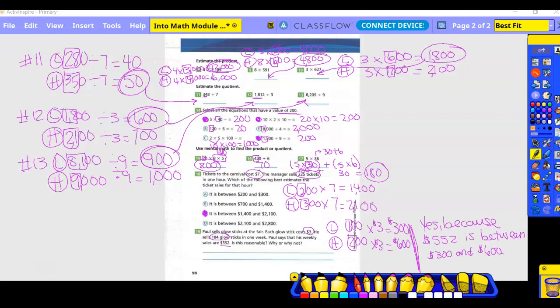Number 19, Paul sells glow sticks at the fair. Each glow stick costs $3. He sells 184 glow sticks in 1 week. Paul says that his weekly sales are $552. Is this reasonable? Why or why not? So we did a low and a high. And we said the low is 100 times $3 and got $300. And we did a high of 200 times $3, which got us $600. And we said that yes, it was reasonable because $552 is between our low and our high estimate of $300 and $600.